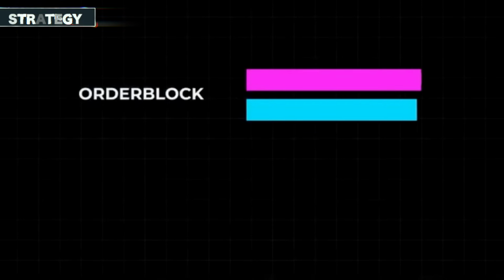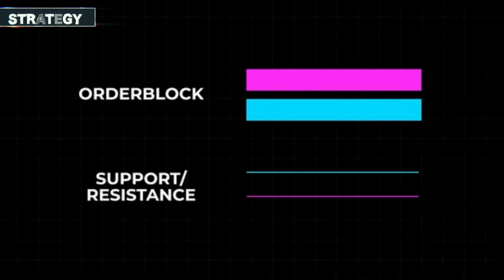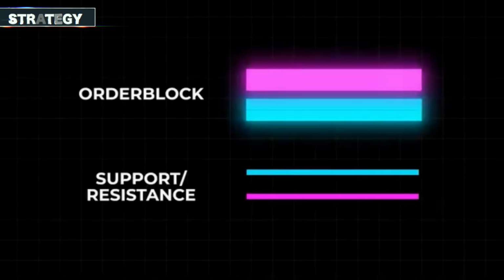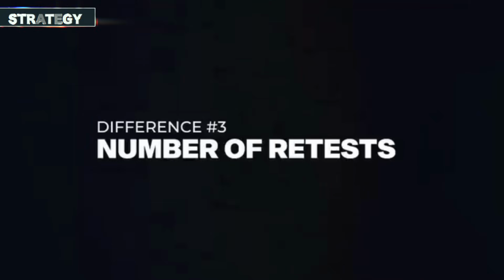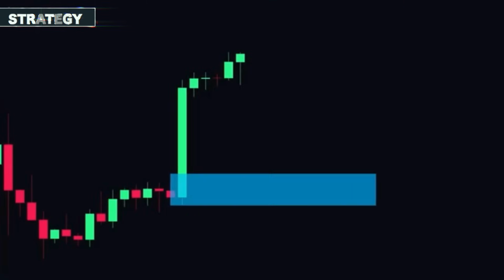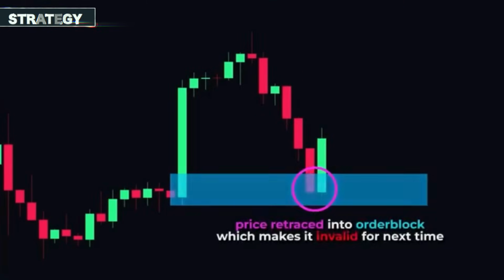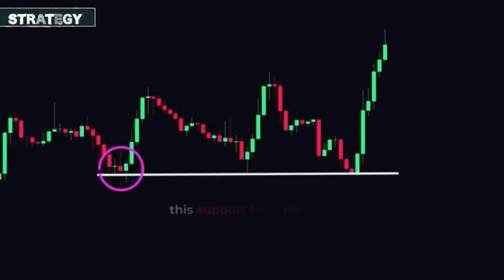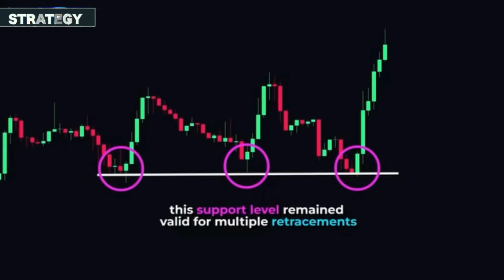Second difference is how they are drawn on the chart. Order blocks are typically drawn as thick zones or areas, while support and resistance levels are usually drawn as lines. Even if they're drawn as zones, they're usually thin zones, not as thick as order blocks. Third difference is the number of retests. Order blocks are typically a one-time use, meaning if they are retraced once, they're done. You cannot use them multiple times. In contrast, support and resistance levels can be retraced multiple times.